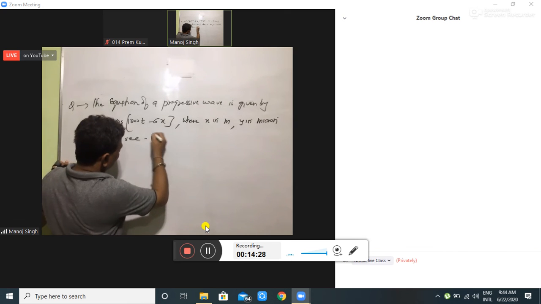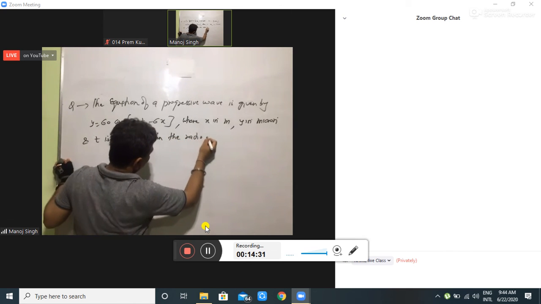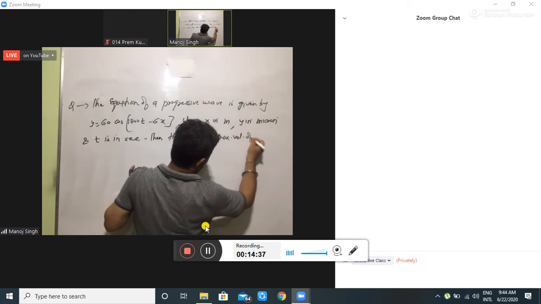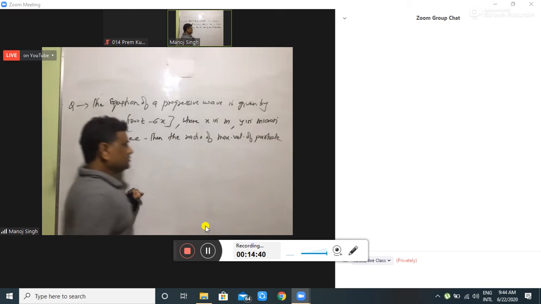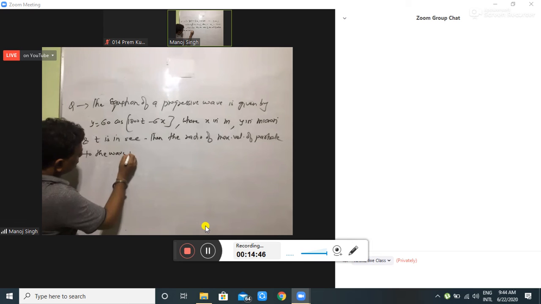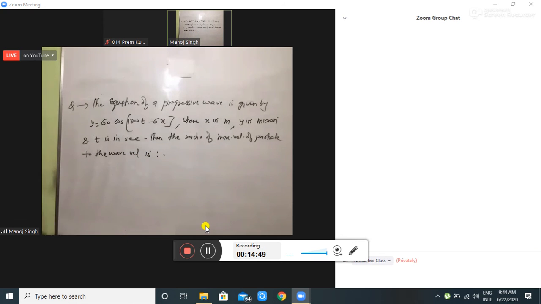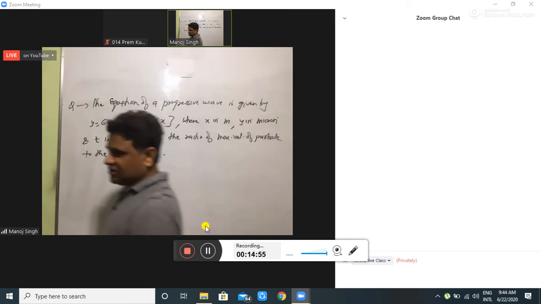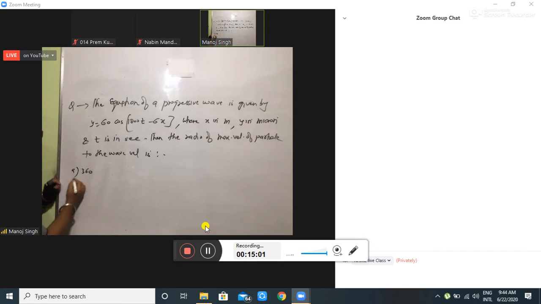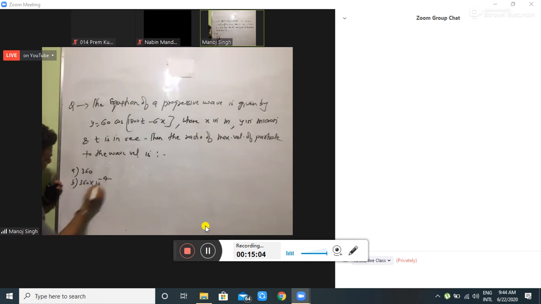Then the ratio of the maximum velocity of the particle of the medium to the wave velocity is: first option 360, second 360 into 10 to the power minus 4, third 360 into 10 to the power minus 6, and the last one is none of these.